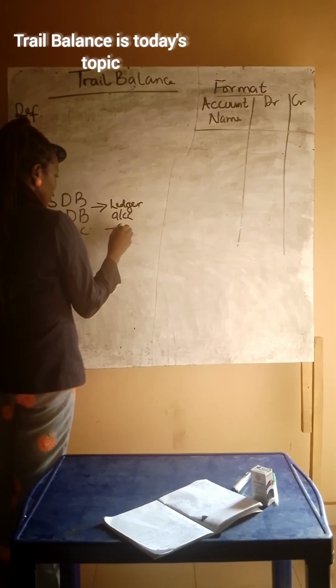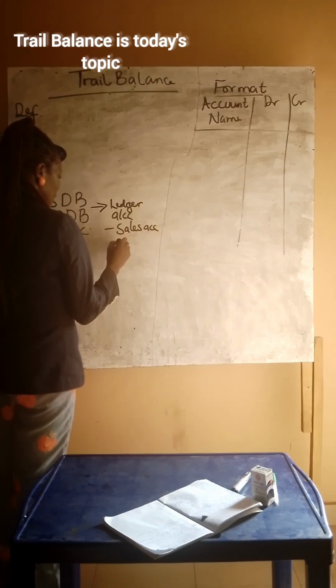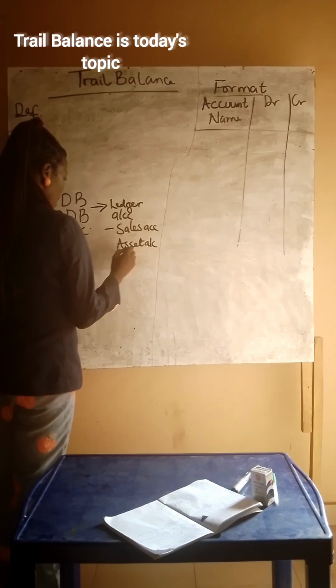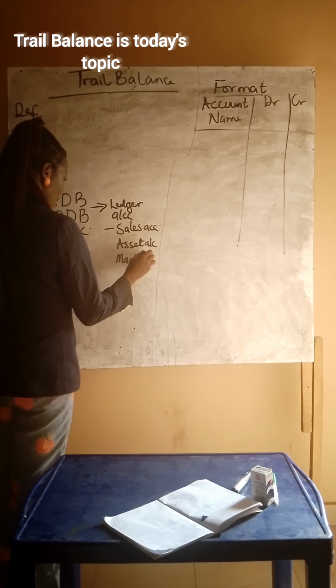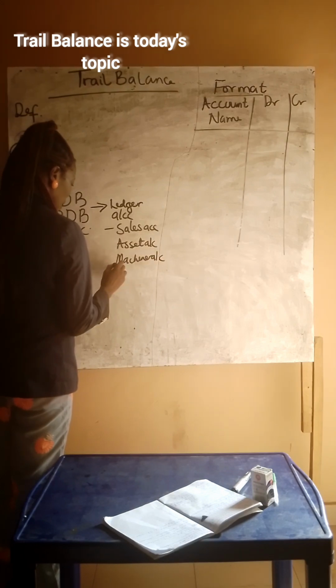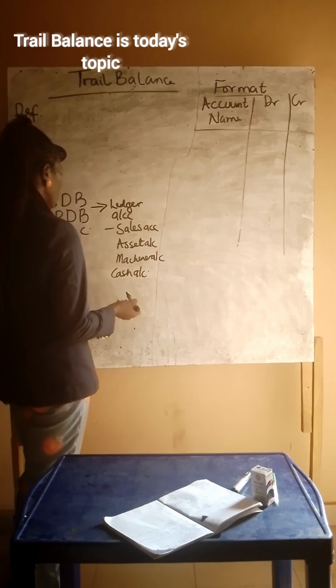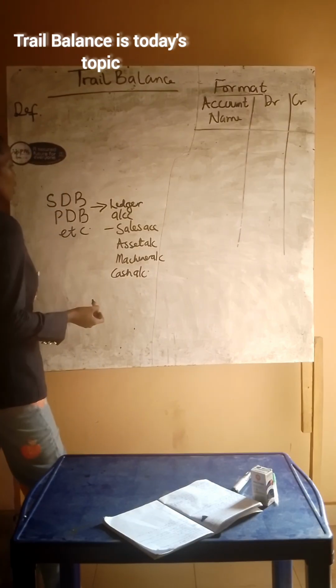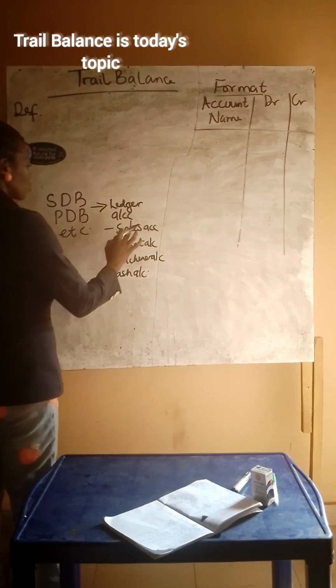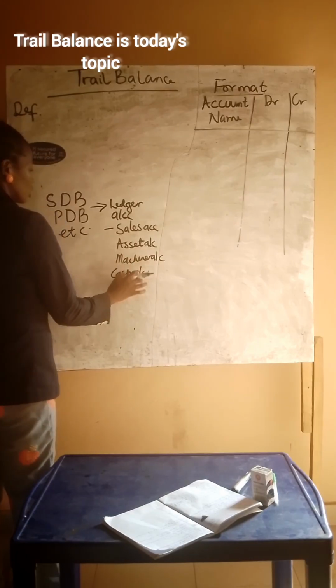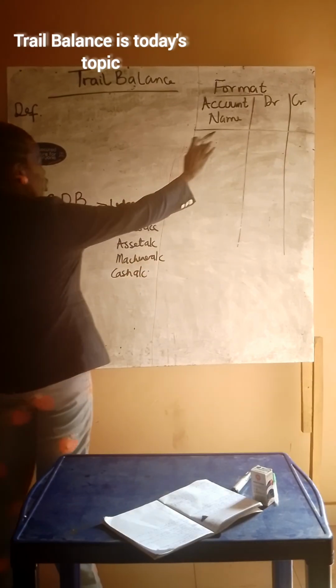So we have our sales account, assets account, machinery account. Assets can be machinery, furniture, cash account. So now the balances that you have from these individual accounts is what is going to make up your trial balance.